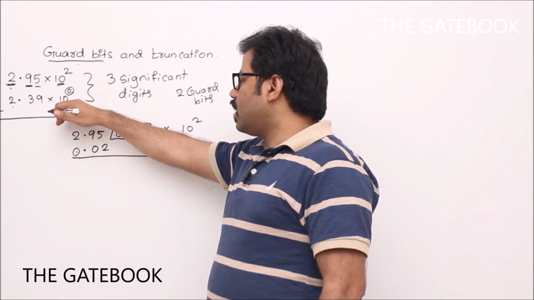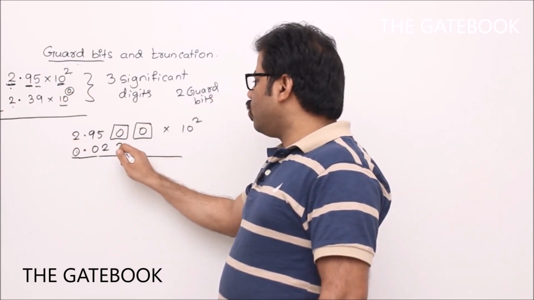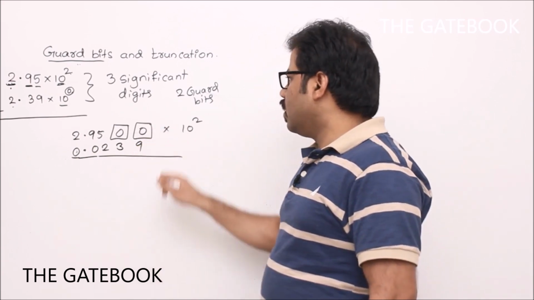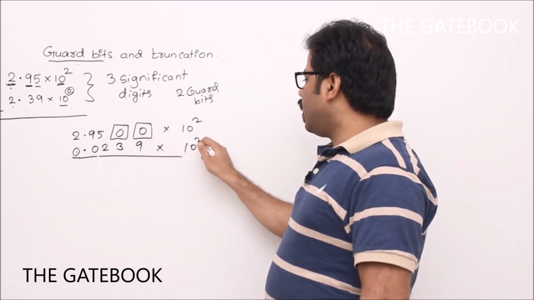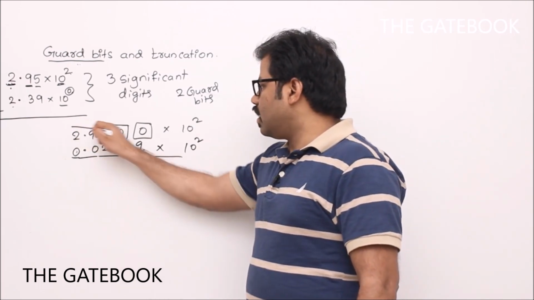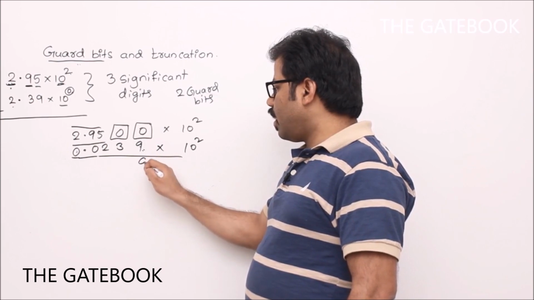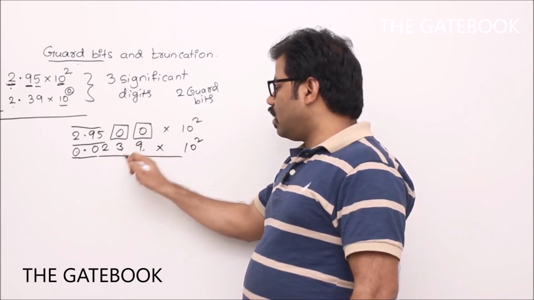So to make this 10 square, this should definitely be 0.0239. There is no other option for us. That's why I am temporarily making it unnormalized. This is unnormalized data. Now these are the three significant digits for me. Now what I do is 0 plus 9, 9. 0 plus 3, 3. Sorry, it is subtraction, right?